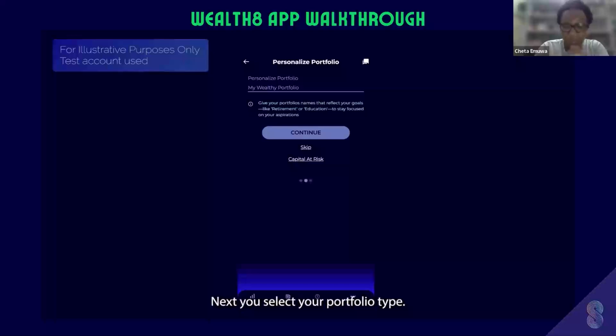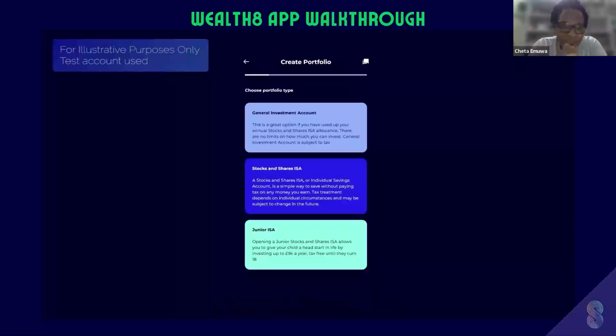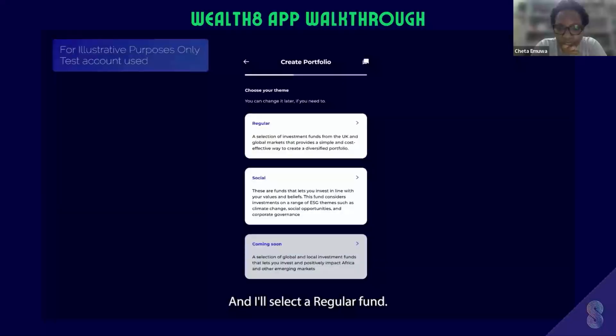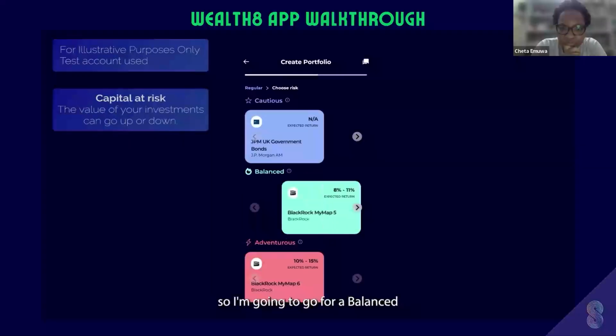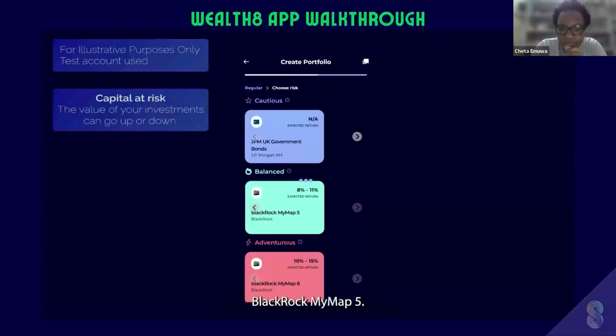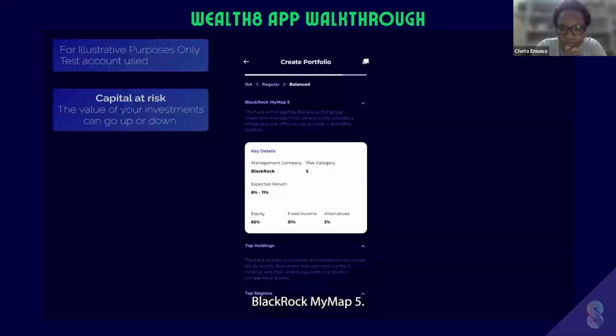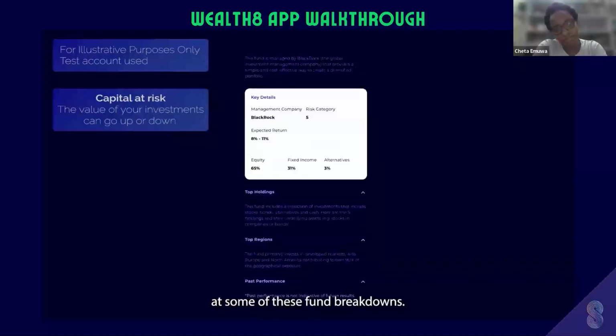Next, you select your portfolio type. We're going to go with Stocks and Shares ISA. And I'll select a regular fund. I'm not quite feeling adventurous, so I'm going to go for a balanced BlackRock MyMap 5. Next, I'll take a look at some of those fund breakdowns.